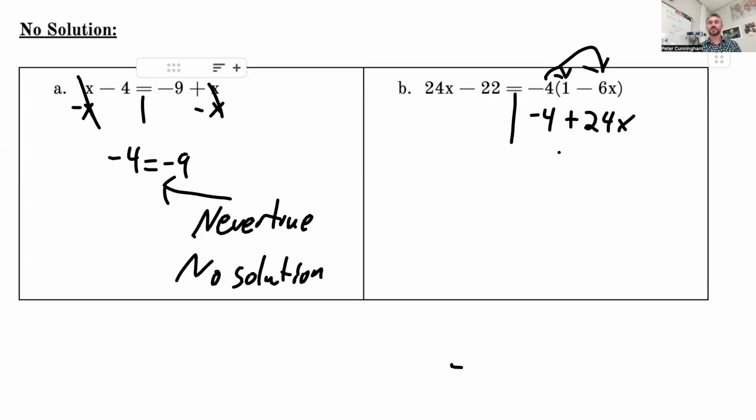So think of it like this. If your wallet had 24x, and then you took $4 away from that wallet, and then you took $22 away from the same wallet, or a wallet that had the same thing, one of them would have less money than the other, no matter what.